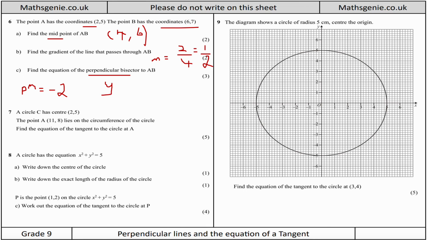So it's going to be y is equal to -2x plus c. Okay, y equals 6, x equals 4. So 6 is equal to -2 times 4, which is -8, plus c. Adding 8 to both sides, I get c is equal to 14. So my answer is y is equal to -2x plus 14.